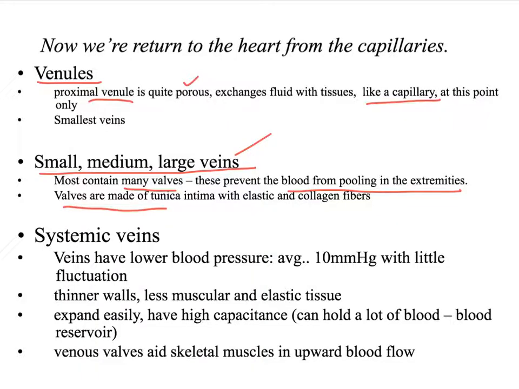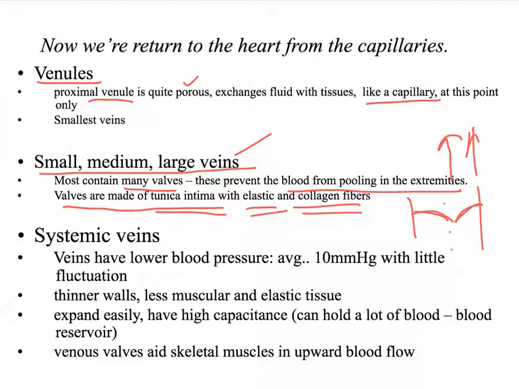The valves are actually made of the inner layer of the blood vessel wall, so the tunica intima, and they have elastic and collagen in them. So the valves kind of look like heart valves. So there's the valve. We want the blood to flow back to the heart, so the valve will close and the blood won't go back. It'll just keep going forward.